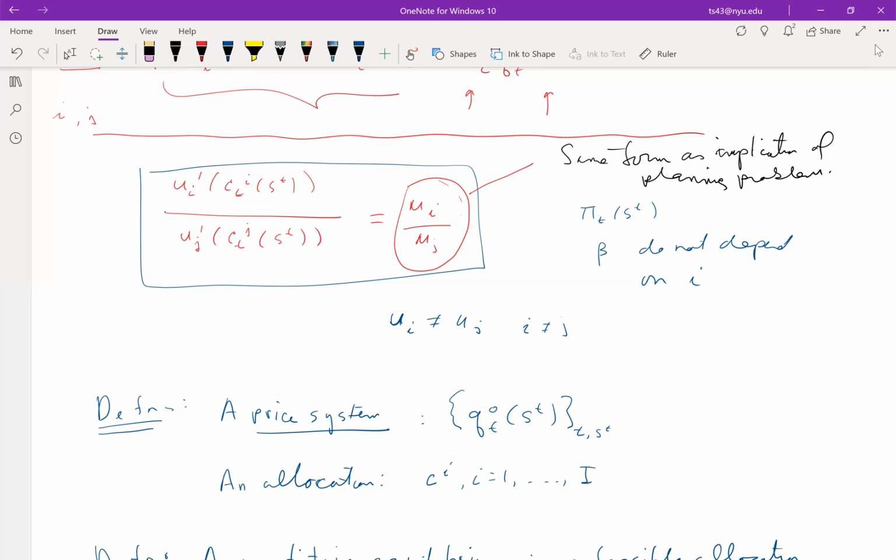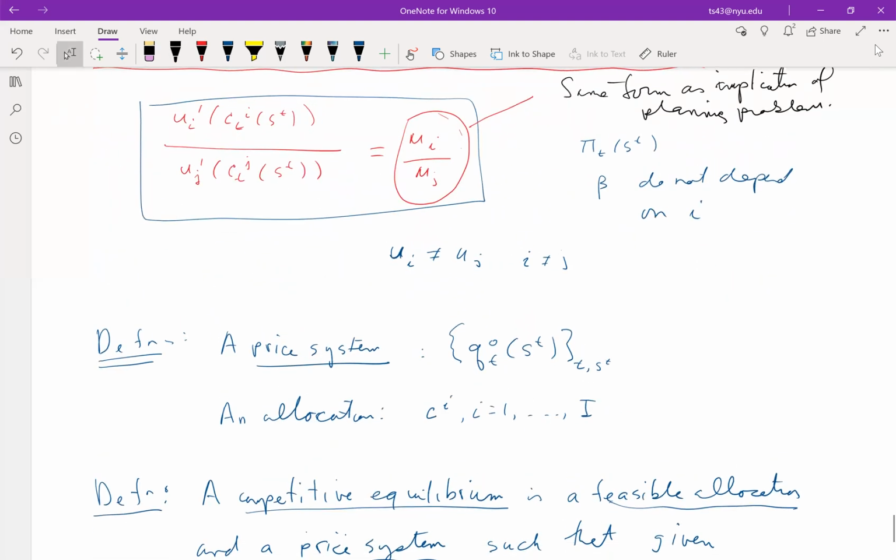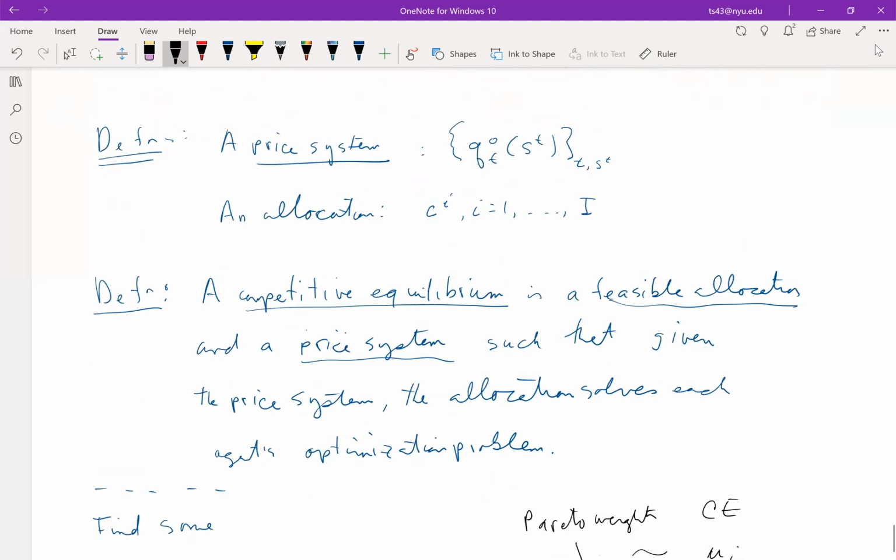So we have this kind of table. We have Pareto weights. Those were the lambdas. And we have the competitive equilibrium. We have these mu i's. And these things are related. So I want you to fill in this table to tell me exactly how they're related. If they're related in a certain way, then that equation is satisfied for both.